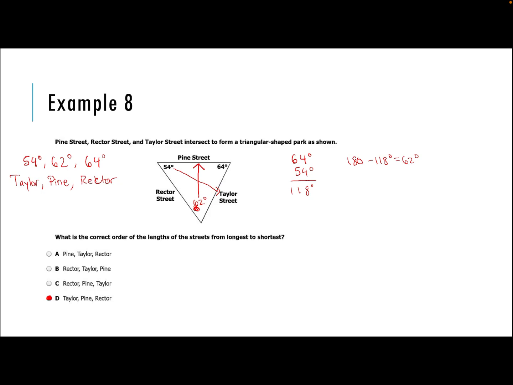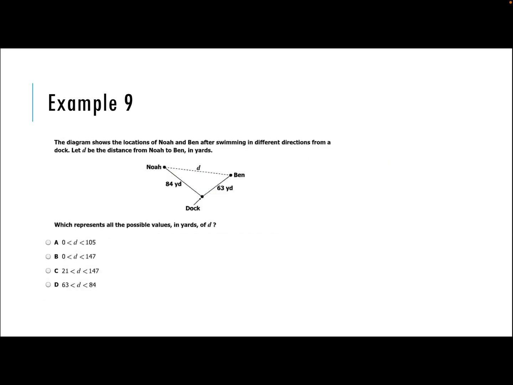So again, we found the missing angle, and then we ordered our angles from least to greatest. And based on that, we ordered our sides from least to greatest. And the last one is, the diagram shows the locations of Noah and Ben after swimming in different locations from a dock. D is the distance from Noah to Ben. What are the possible values in yards of D?